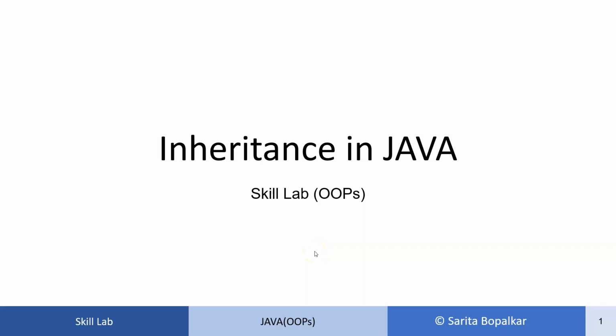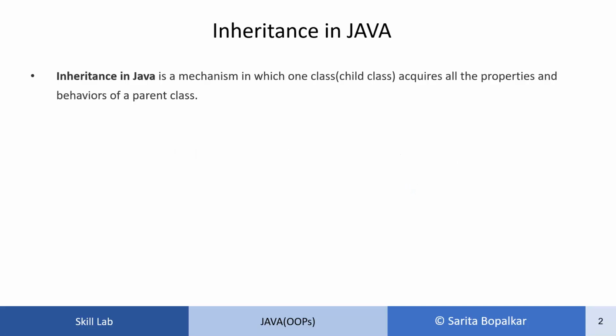Hello, today let's discuss inheritance in Java. Inheritance in Java is a mechanism in which one class acquires all the properties and behaviors of a parent class. Properties and behaviors of a class mean nothing but variables and methods of a class. So, inheritance is nothing but deriving a class from another class.